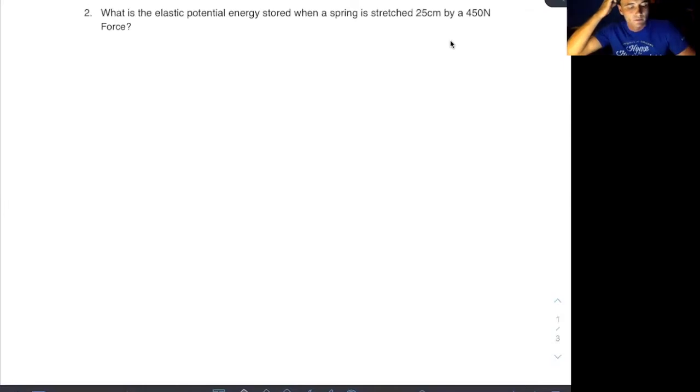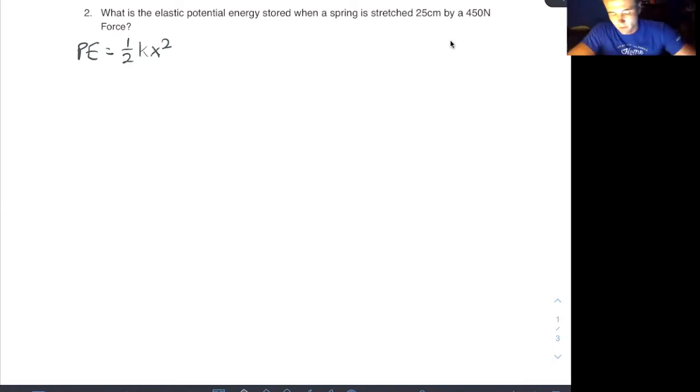Okay, so number 2, what is the elastic potential energy stored when a spring is stretched 25 centimeters by 450 Newton force? Okay, so we want to find the potential energy, right? So we know this equation for potential energy, we're talking about a spring, 1/2 kx squared, right? So we know the distance it was stretched by, right? So we know x, we don't know k, and we want to find potential energy. So how can we find k? That's the missing variable that will give us the answer, right?